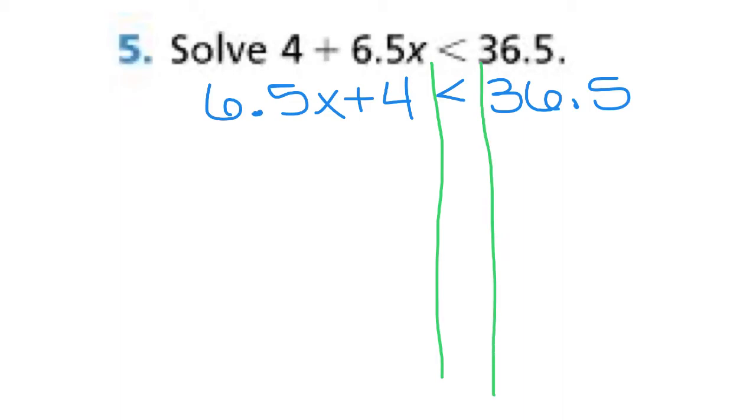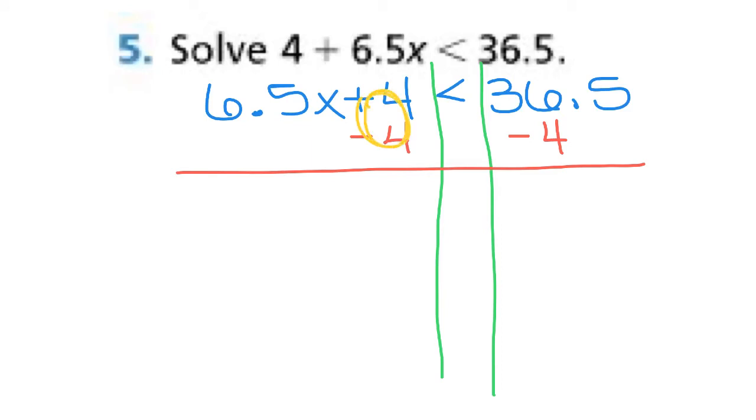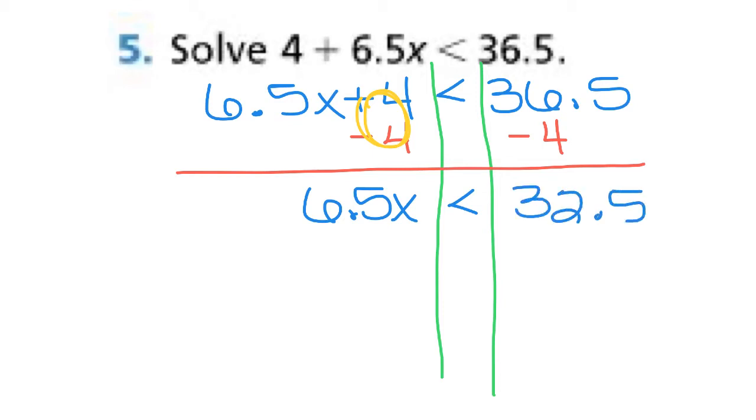And in order to do that, I'm going to subtract 4 from both sides of the inequality. The plus 4 and minus 4 zero out, leaving 6.5x is less than 36.5 minus 4 is 32.5.